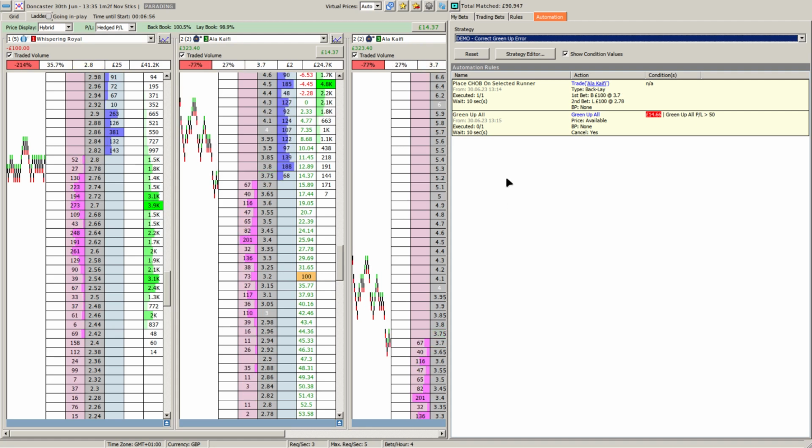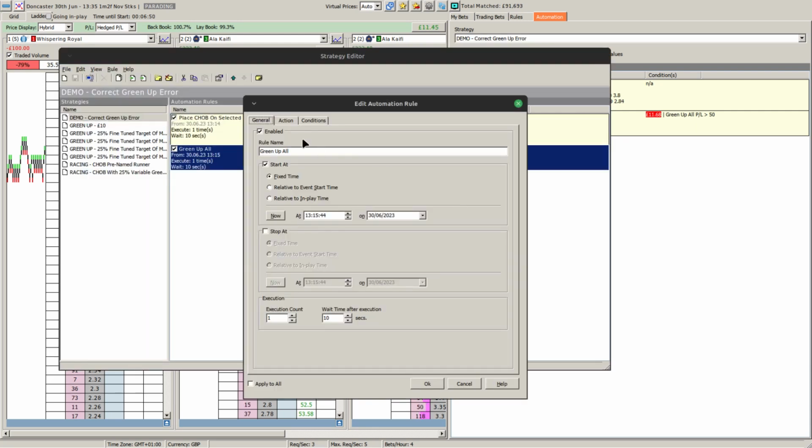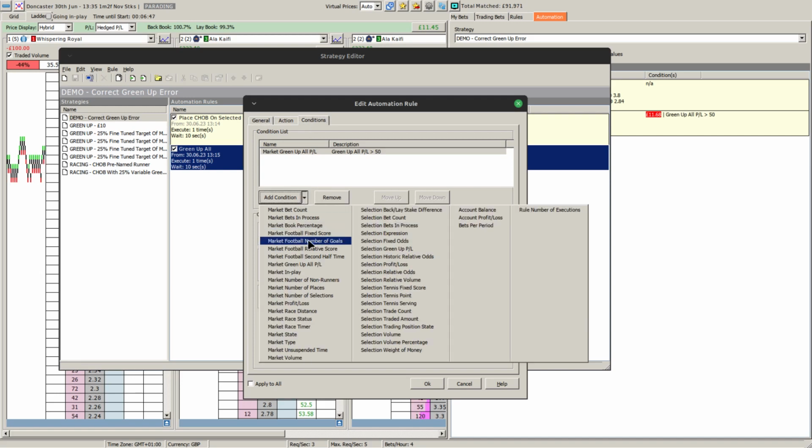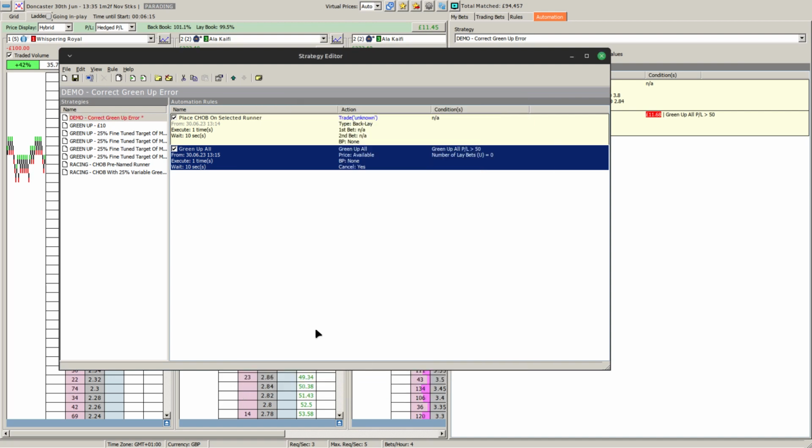So the way around that is to simply edit the green up all option by putting in a condition that checks the number of lays that are still unmatched in the market. Now we need that to be set to 0. In other words, that green up all function is not going to trigger, even if the odds have dropped way past what would be the trigger point for the green up all. It won't trigger until Fairbot has cleared that offset bet from the initial trade. And that's all you need to do.